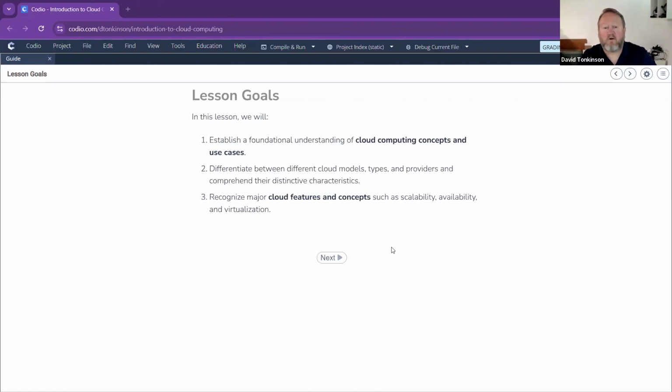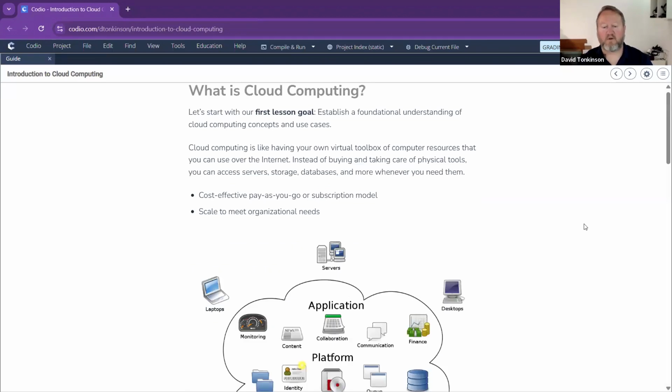So we're going to talk about cloud computing concepts, uses, different cases, and the difference between the types of models that we have in cloud computing. There are different models and different types. And we're going to recognize some of the major features of those particular concepts. So without further ado, what is cloud computing?